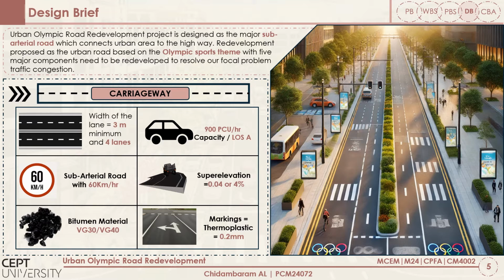This slide outlines the design parameters for carriageway. The number of lanes should be 4 and width of each lane should be minimum 3 meter. It should be designed for 900 PCU per hour capacity and LOS A with super elevation of 4%. The speed limit is 60 km per hour. Bitumen material should be VG30 or VG40 and marking should be thermoplastic paintings with 0.2 mm thickness.